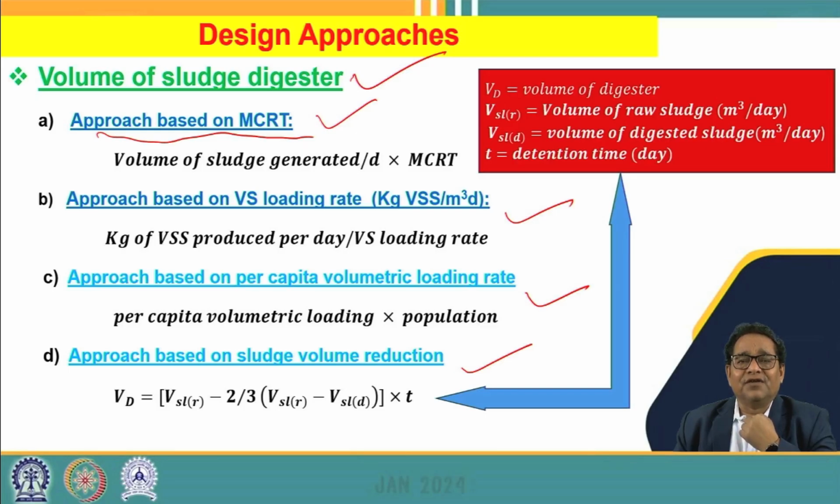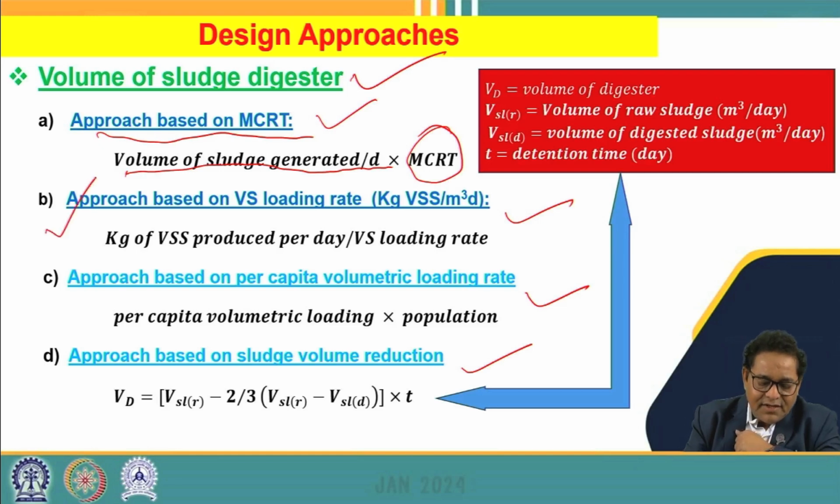As we have seen, if we increase the temperature, like in the case of a high rate digester, then the MCRT value to be adopted is around 10 to 15 days, whereas for a standard rate digester the values are very high, something like 28, 30 days. Accordingly, if we calculate the volume of sludge generated per day and multiply it with the MCRT value, we can directly find the volume of digester required using this approach.